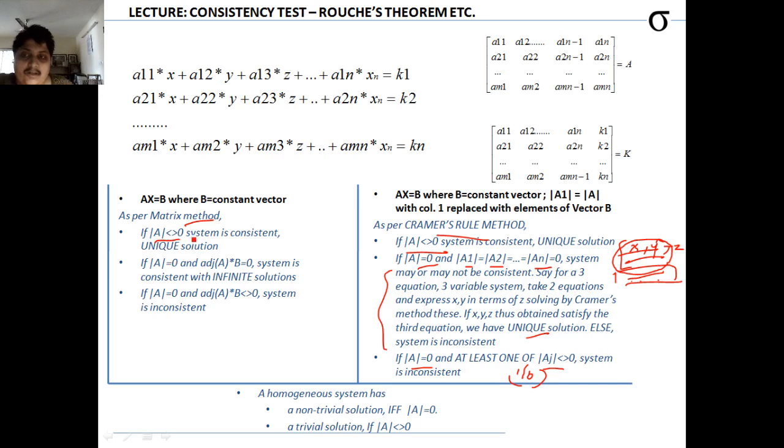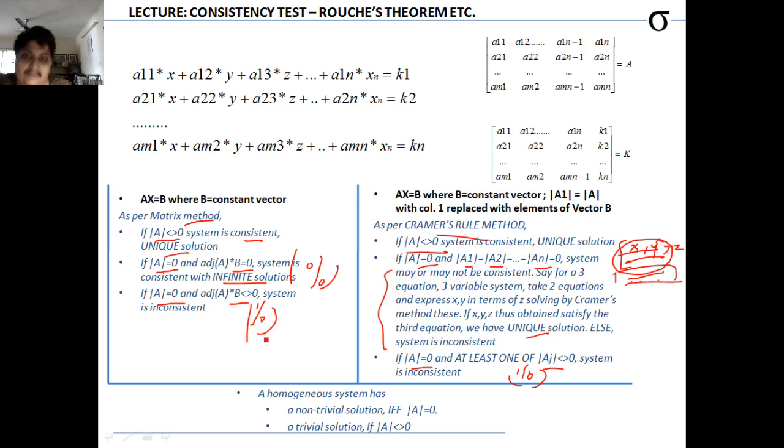The determinant is not equal to 0, again the system is consistent with a unique solution. If it's equal to 0 and the adjoint of A into B equals 0, then you have the 0 by 0 form, and that can then be reduced down to come up with a case for infinite solutions. And where you have the coefficient determinant equal to 0, and the adjoint of A into B is not equal to 0, you have the 1 by 0 format, and therefore the system is inconsistent.